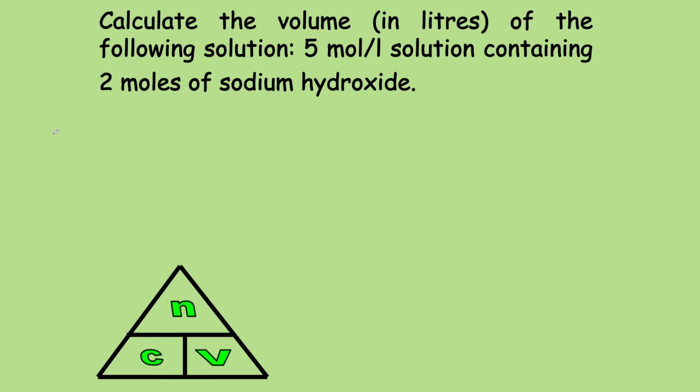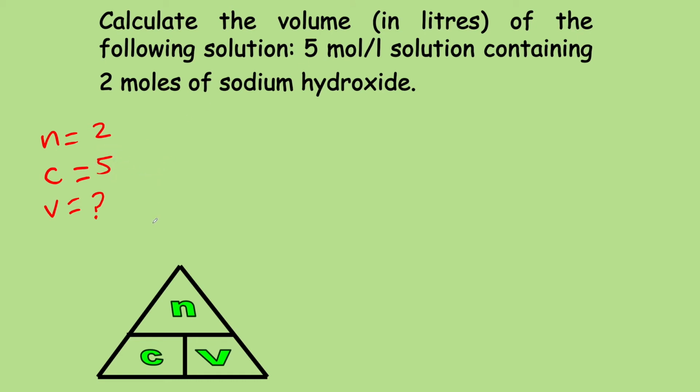Okay, same story as the last two. We are going to write what we know from the question and what we need. So this one says calculate the volume in litres of the following solution. Then it gives you the concentration, which is 5 moles per litre, and the number of moles, which is 2 moles. So it wants us to calculate the volume, which means I should put the question mark there because that's what is asked for in the question. The number of moles that it gives you is 2 moles, and the concentration is 5 moles per litre.